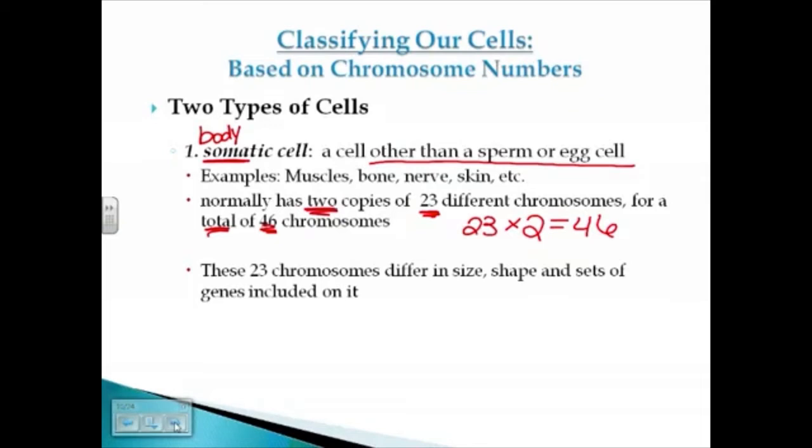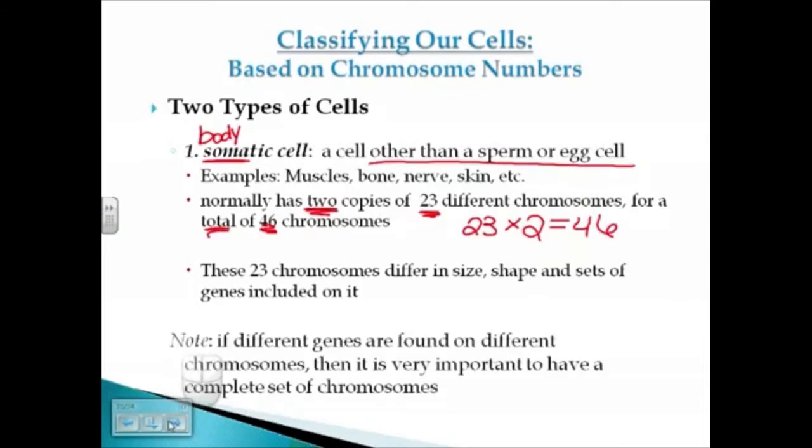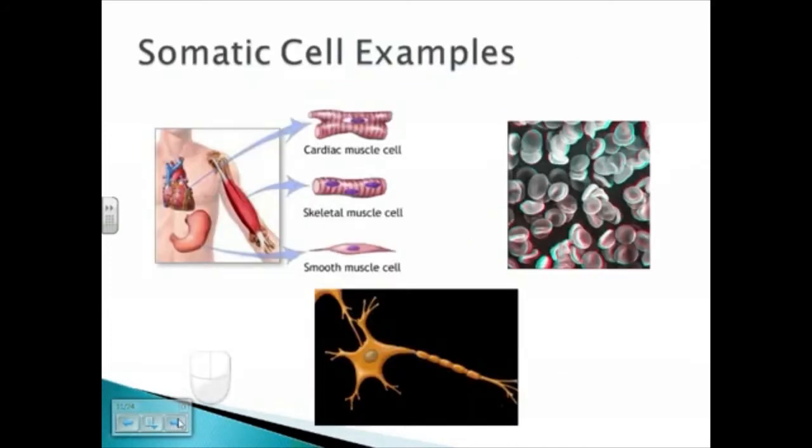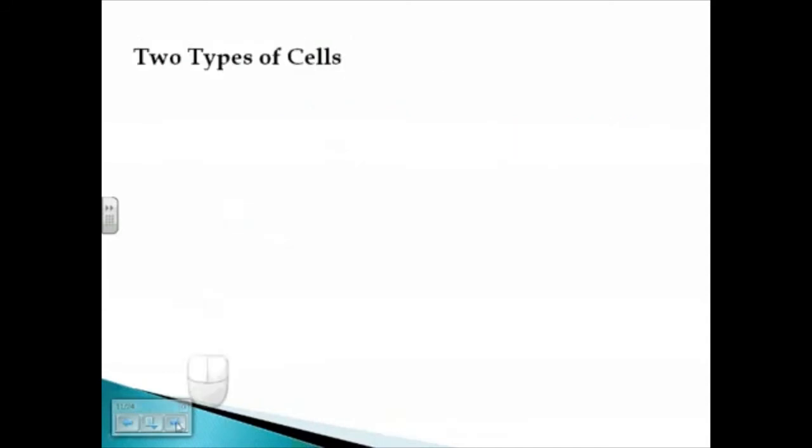And again, number one should be substantially different from number two, because it's important for you to have all of this different information in order for you to have a complete set of genetic material. So you don't want to be missing a number one. You don't want to be missing a number 9. It's important for you to have all of your chromosomes. Here's a picture of some different types of somatic cells.